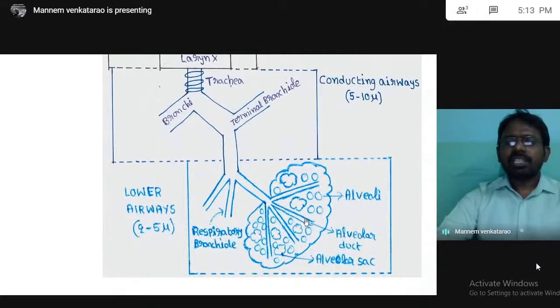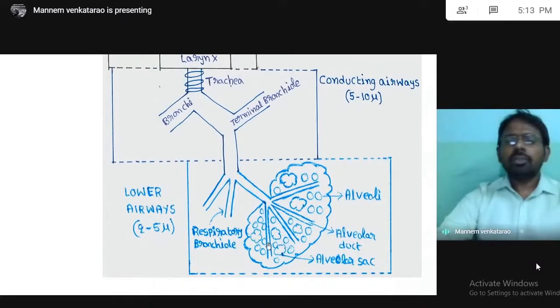Duct means a pipe-like structure, like a water pipe. Across the alveolar ducts, an alveolar sac is present. This is called the alveolar sac. From this alveolar sac, alveoli are produced.